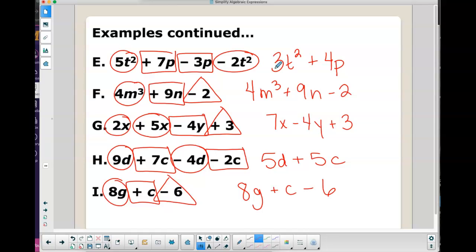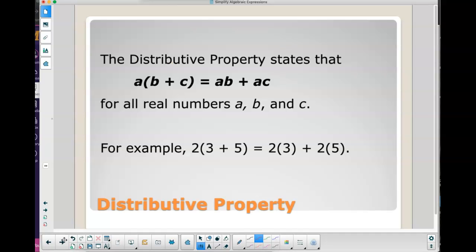Okay, feeling okay about that? Because now we're going to add one more step to it. The next step is to be able to use the distributive property. You guys remember the distributive property? Do you remember the beginning of the year when I said if I have a bag of candy and I'm going to distribute it, that means I give the whole bag to Migna?